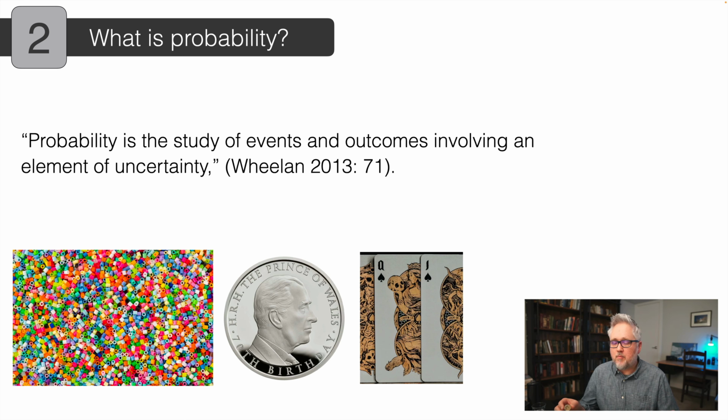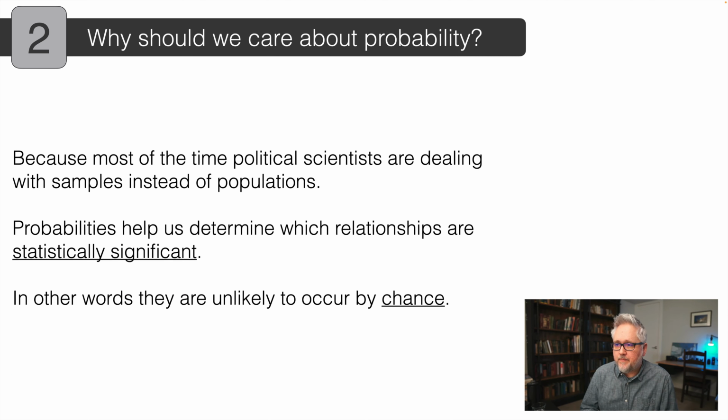You have other probabilities all around us, for what card you're likely to pick in a casino, or just this picture here of my kids' beads that they melt into these kind of crazy patterns. But probability is just the study of events or outcomes in which there's an element of uncertainty, that we're not exactly sure what is likely to happen.